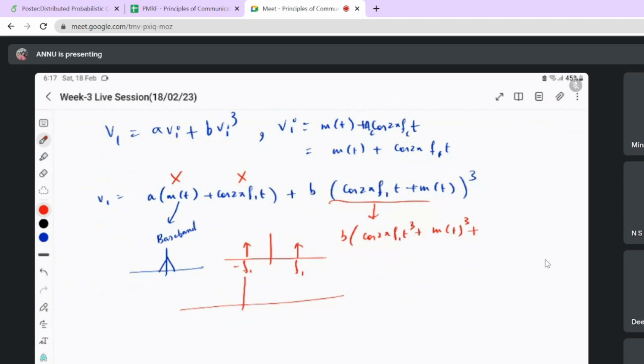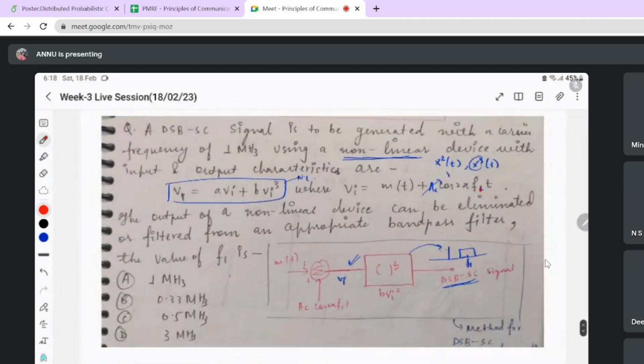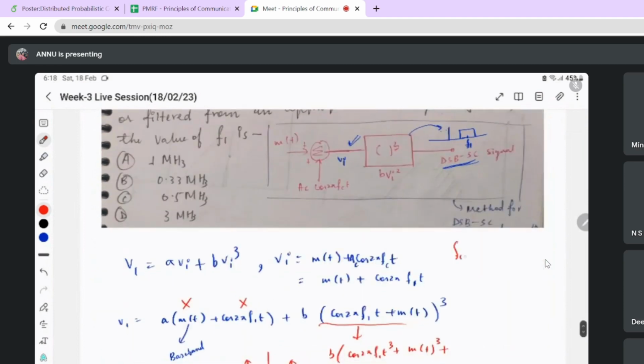In the question, it is asked as different, because generally you have fct, but here if it is f1t, then f1 should be greater than fc. Because see what happens: fc is some frequency that is carrying the message signal. So f1 should be greater than fc so that you will have the band pass property. So here it wants band pass, and the answer for the value of f1 is 0.5 megahertz.